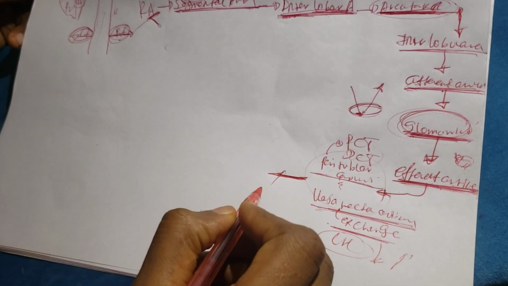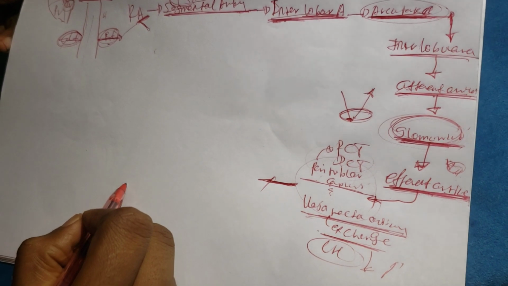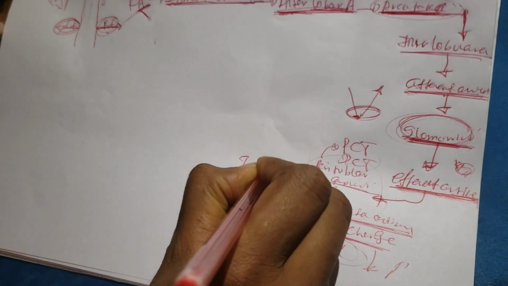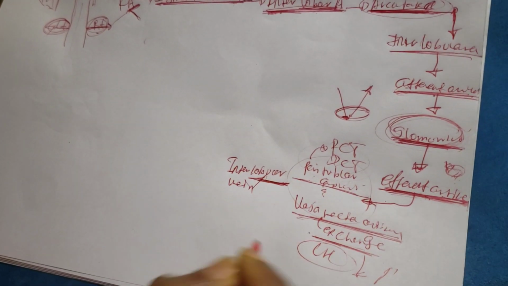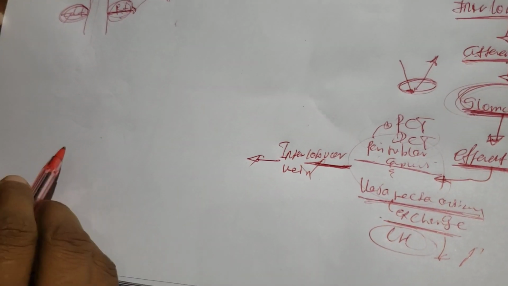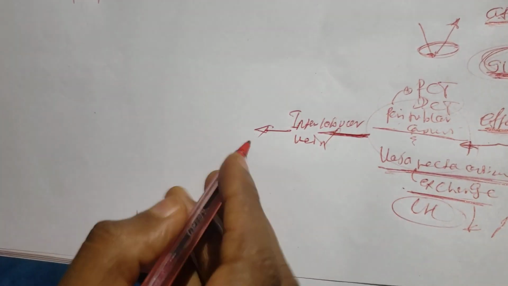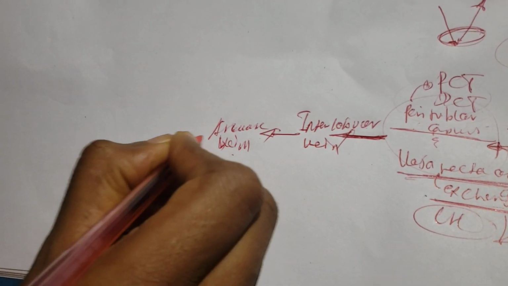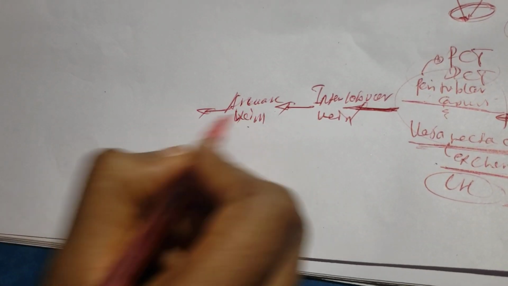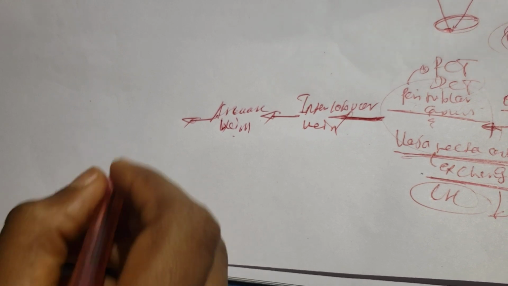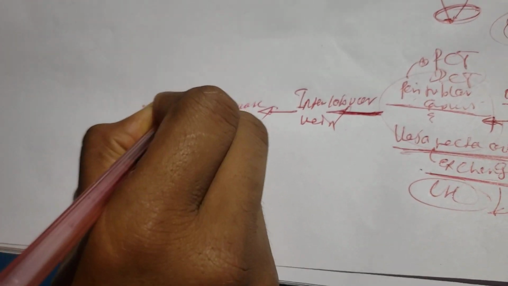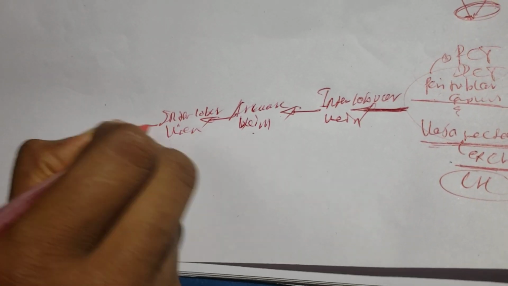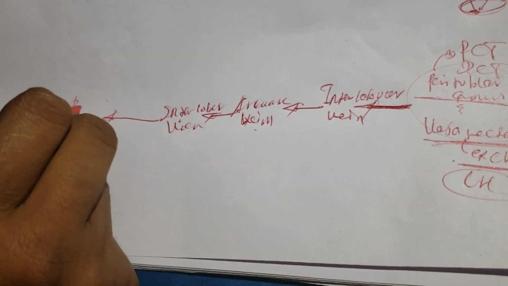After this, after peritubular capillary and vasa recta, it will change into the interlobular vein. Then the interlobular vein will change into the arcuate vein. The arcuate vein will change into the interlobar vein. The interlobar vein will change into the renal vein.